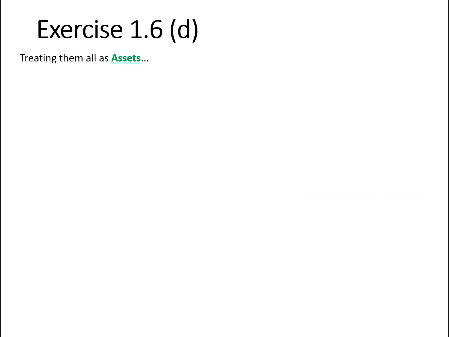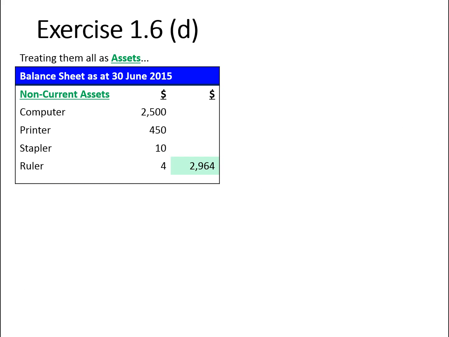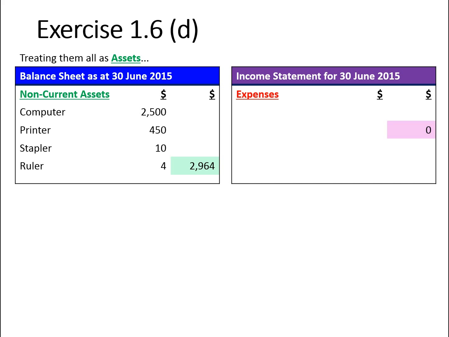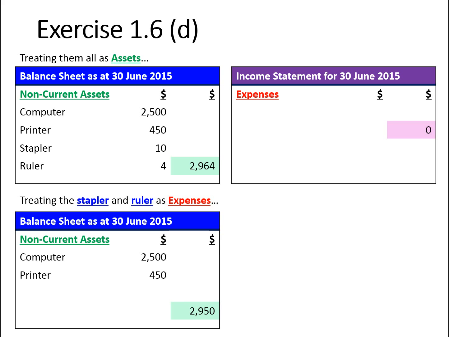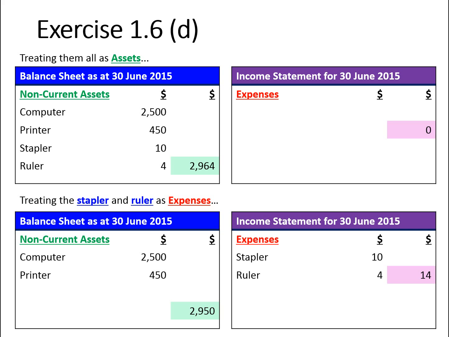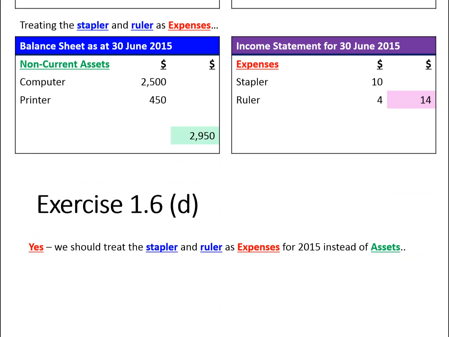So our two choices are as follows. We can treat all four items as assets, so list them all as non-current assets like so, and therefore we'd have no expenses. Or secondly, we can treat the stapler and the ruler as expenses by taking them out of the balance sheet and therefore moving them to the income statement. So you can see there's going to be a $14 difference between the non-current assets section. It'll be a little bit lower, and with expenses you'll have $14 of expenses that aren't there in the balance sheet, and the income statement at the top.